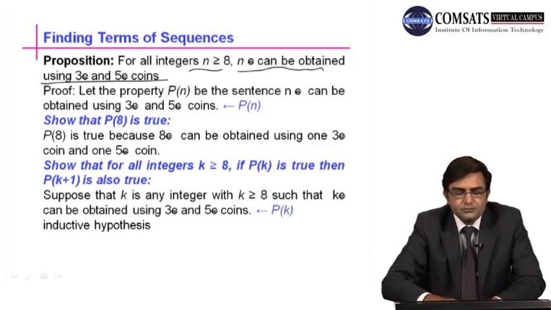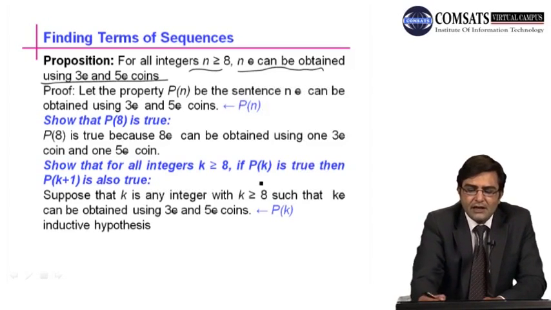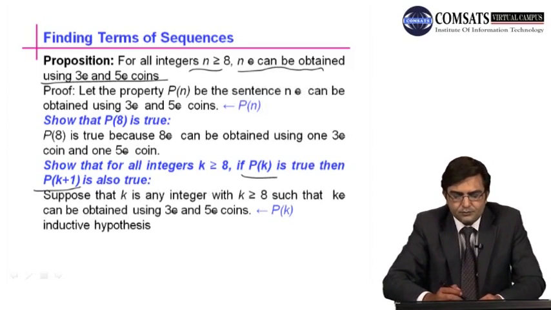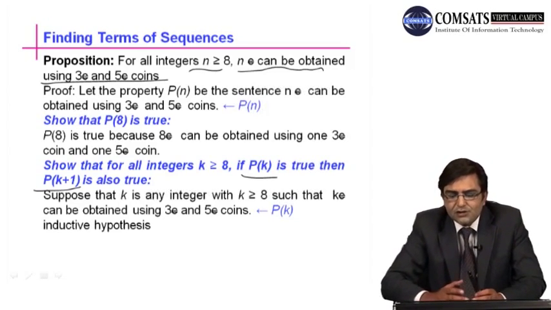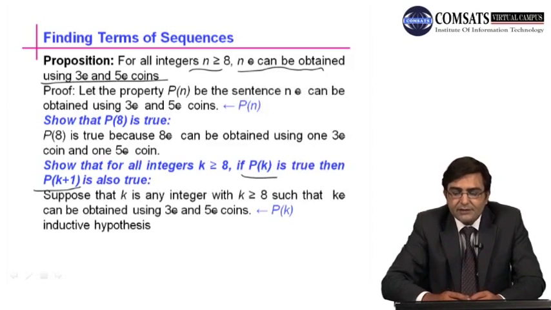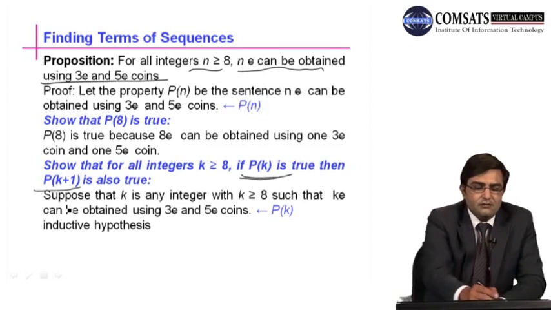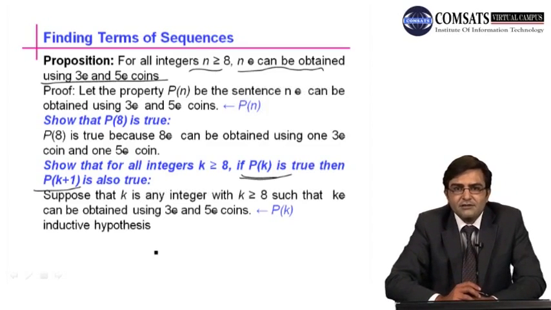So this is true. And now we have to show that if P of k is true, then P of k plus 1 is true. As usual, we prove the universal conditional statements. We suppose that the hypothesis is true, then the conclusion is true. In this we suppose first P of k is true, and then we shall prove that P of k plus 1 is true.